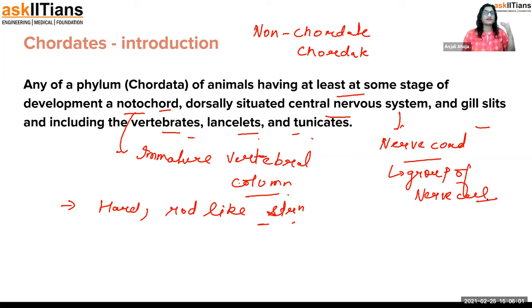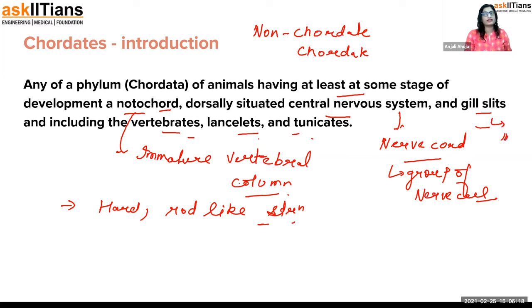In our case, that's very much modified. We call it the spinal cord. But then there are lower chordates where the spinal cord is not that much developed. So we call it the nerve cord, where a group of nerve cells are passing and making the central nervous system. And gill slits are the slits, gill slits in the embryonic stage.